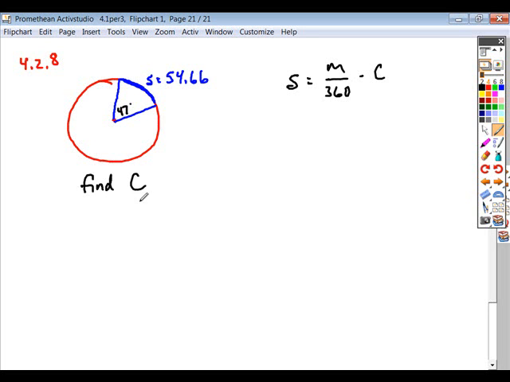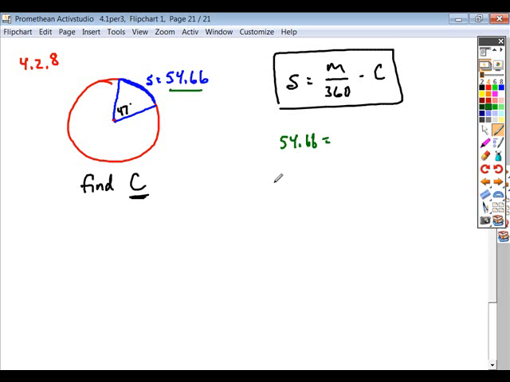The form that you choose should be based on either what information is provided or what information you're asked to solve. So if you're asked to solve for c, you can just leave the equation in this very general form, and we're just going to look to isolate the c value. So if we plug in the values that we know, 54.66 is equal to our m. The arc measure corresponds to the central angle. So 47 over 360, and that's all times c.